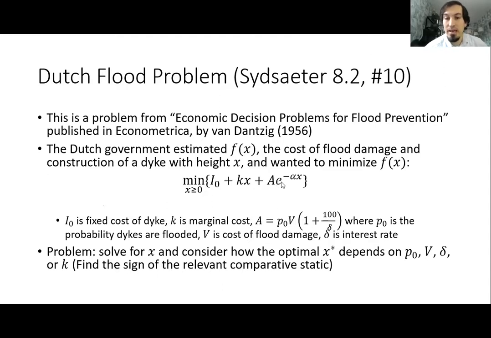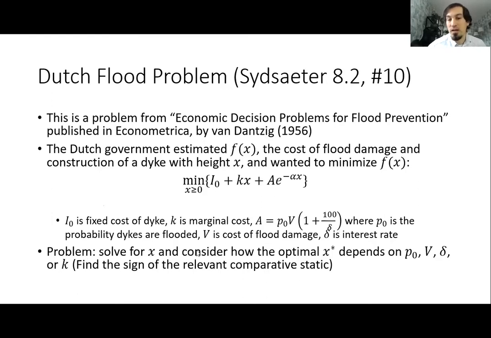This coefficient a for e to the negative alpha x is actually also very heavily parameterized. P0 is the probability dikes are flooded. V is the cost of flood damage. Delta is the interest rate. So all of this goes into this coefficient a.